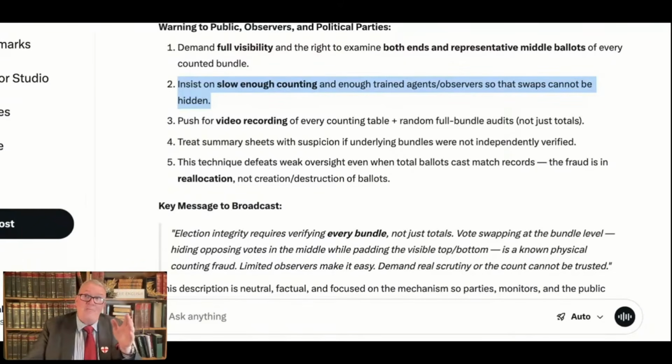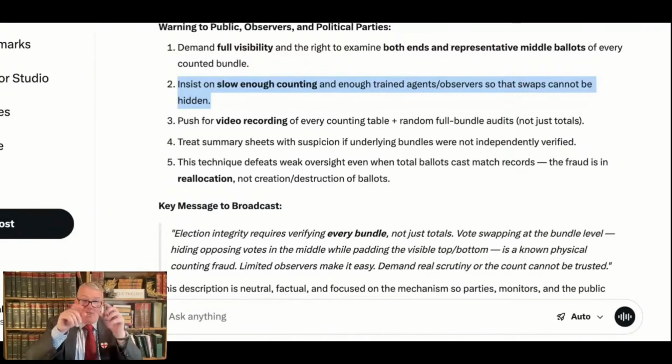And by the way, the only other person who dealt with the judiciary was Oliver Cromwell, right? I just want to make sure everyone understands that. Oliver Cromwell dealt with the crookedness of the judiciary, right? Push for video recording of every counting table. They don't allow video recording, and there's a reason for it, because they know that the fraud itself will be recorded, right? Treat summary sheets with suspicion.